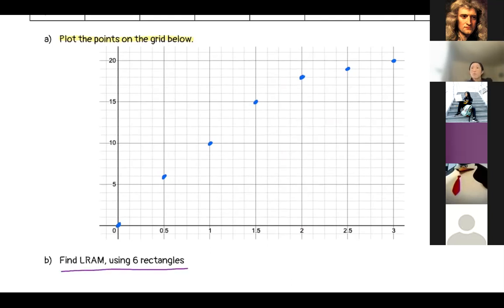All right. So we're going to take this whole region between 0 and 3 on the x-axis, and I want you to split that up into 6 equal pieces.